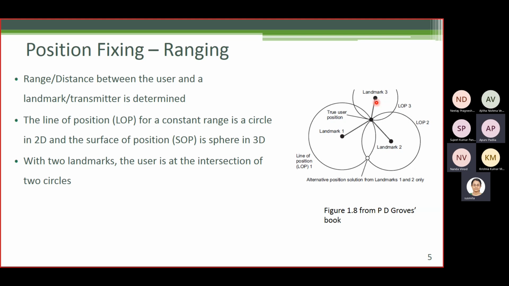Yes, ma'am, 4. Now, why do you think 4? Ma'am, if you have 3, then there are 2 possible positions. So we need a fourth one to find out which one. Yes.